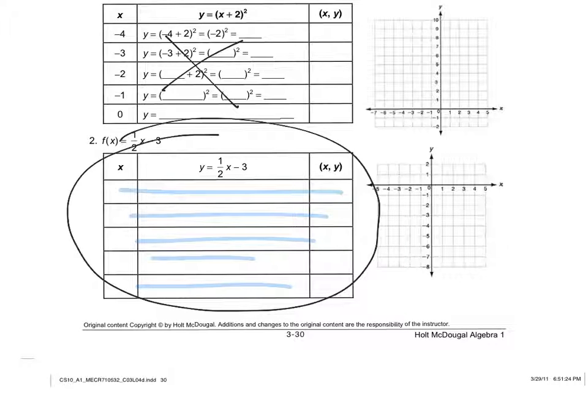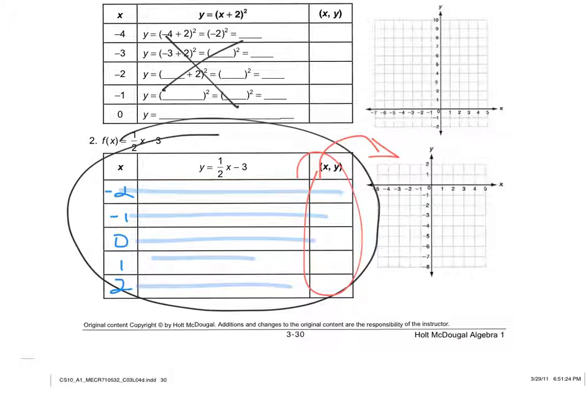Yes? Will there be a question where the domain is all real numbers? No, I am going to provide the domain. That's a good question. I'm going to have the domain written in for you. So whatever numbers are there, those are the values of x you're going to use. Once you get the ordered pairs and fill in this column, you're going to graph them. And then the graph will be a separate question.